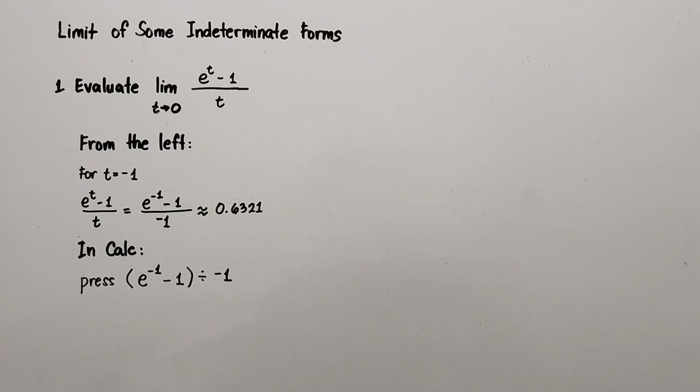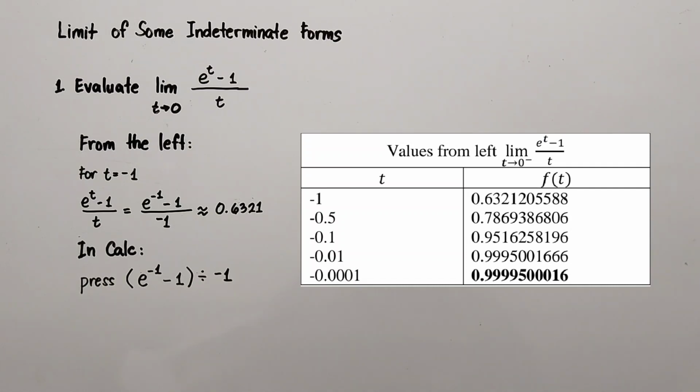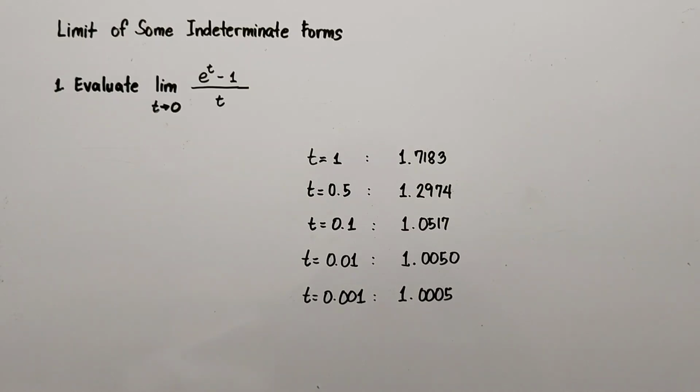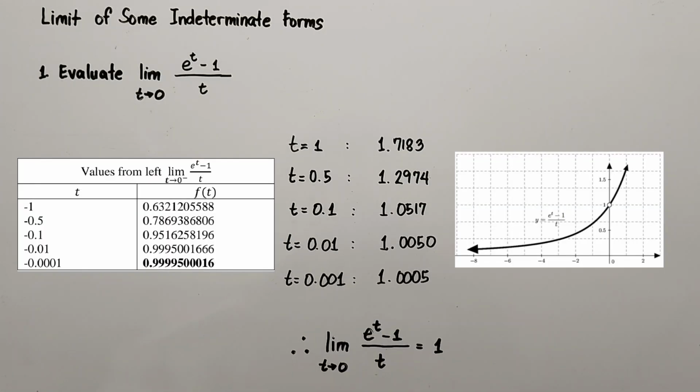And for this function, (e^t minus 1) over t as t approaches 0, for t equals -1, that is approximately equal to 0.6321. And on the right is the complete table of values from the left of 0. This is the table of values from the right of 0. By comparing the graph and the table of values of this function, we can conclude that the limit of (e^t minus 1) over t as t approaches 0 is positive 1.